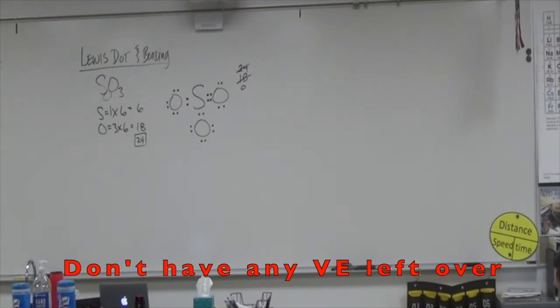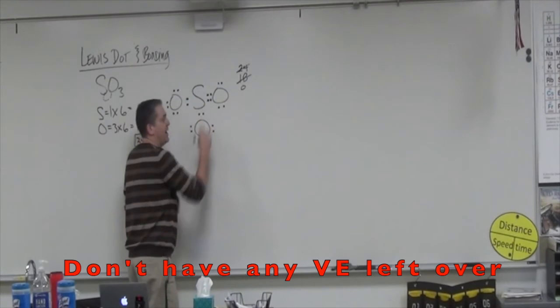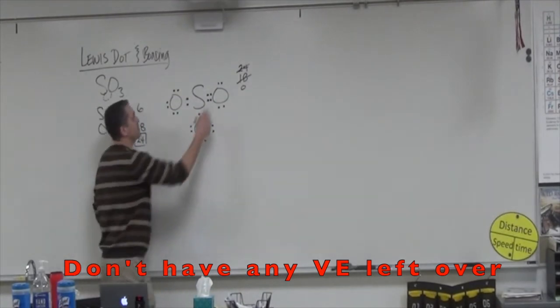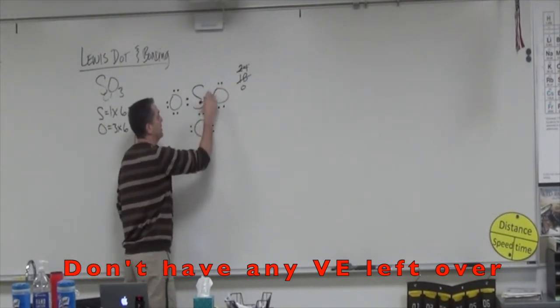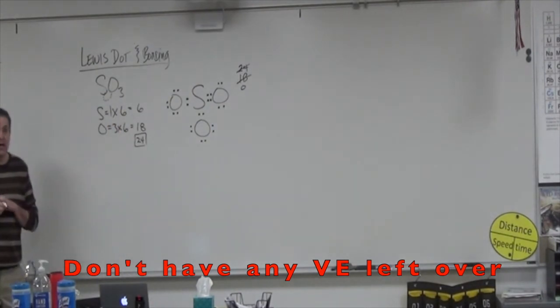So now it shares 4 of those there. So sulfur now has 2 here, 2 here, and 4 there, which is 8. This oxygen still has 8. It's just sharing these 4 in the middle. Okay? That's how we get a double bond.